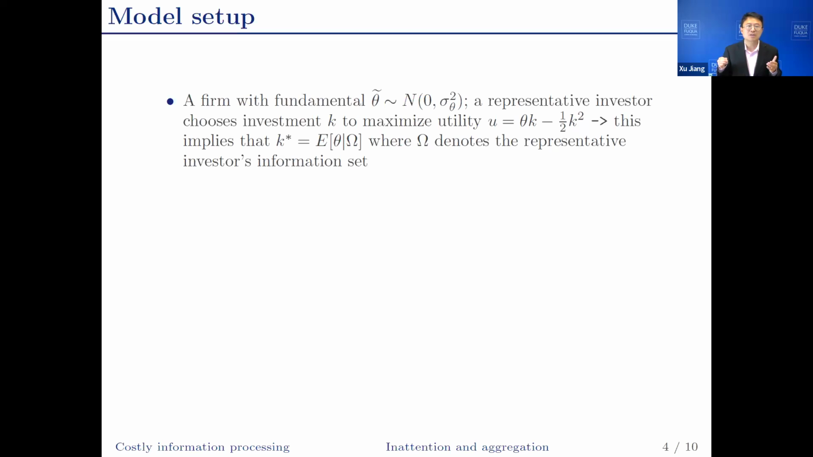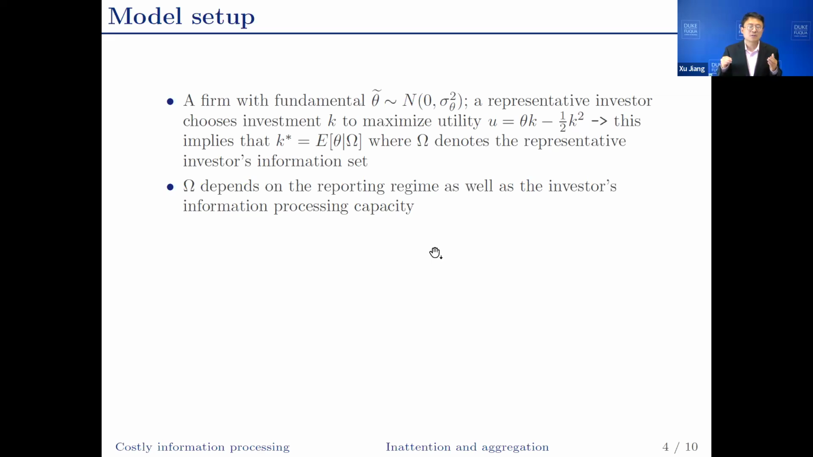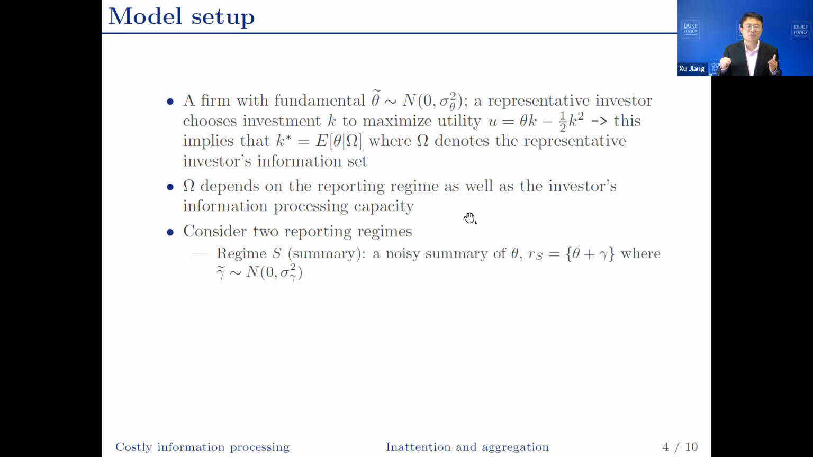More information is going to help with more efficient investment decisions. This omega information set depends on the reporting regime as well as the investor's information processing capacity. The paper considers 2 reporting regimes. The first is a summary regime, which means that it just provides a noisy summary of theta. So theta plus gamma, where gamma is some noise normally distributed with mean 0 and variance sigma gamma squared.